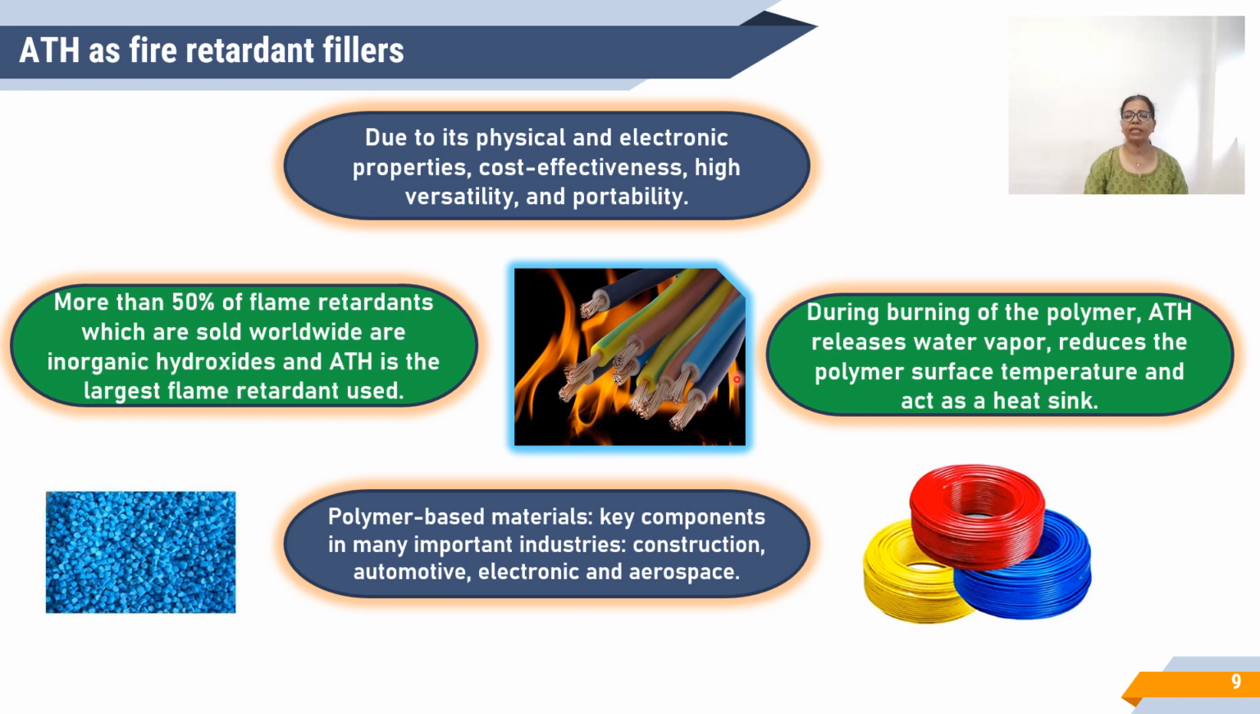Now what happens when the polymer burns? ATH releases water vapor at around 210 to 300 degrees centigrade. The water vapor which is present in the ATH is released and it reduces the polymer surface temperature. As the surface temperature increases, it acts as a heat sink and lowers the whole temperature of the polymer. And these polymer based materials are key components in many important industries such as construction, automotive, electronic and aerospace.